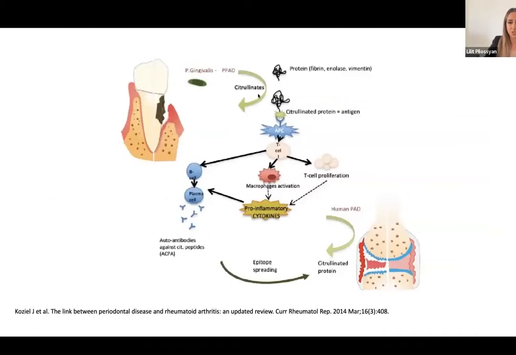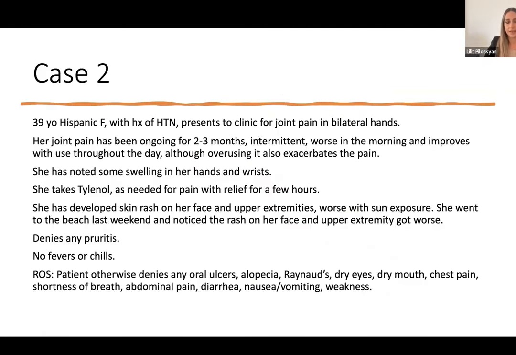Here's just a quick illustration of that. We have P. gingivalis releasing PAD, causing citrullination, and the citrullinated protein gets detected by the antigen presenting cells, gets taken to T cells, then B cells, and all this inflammatory cascade again, and developing of these anti-citrullinated protein antibodies. All right, so that was rheumatoid arthritis. So now we will move on to our next disease state.